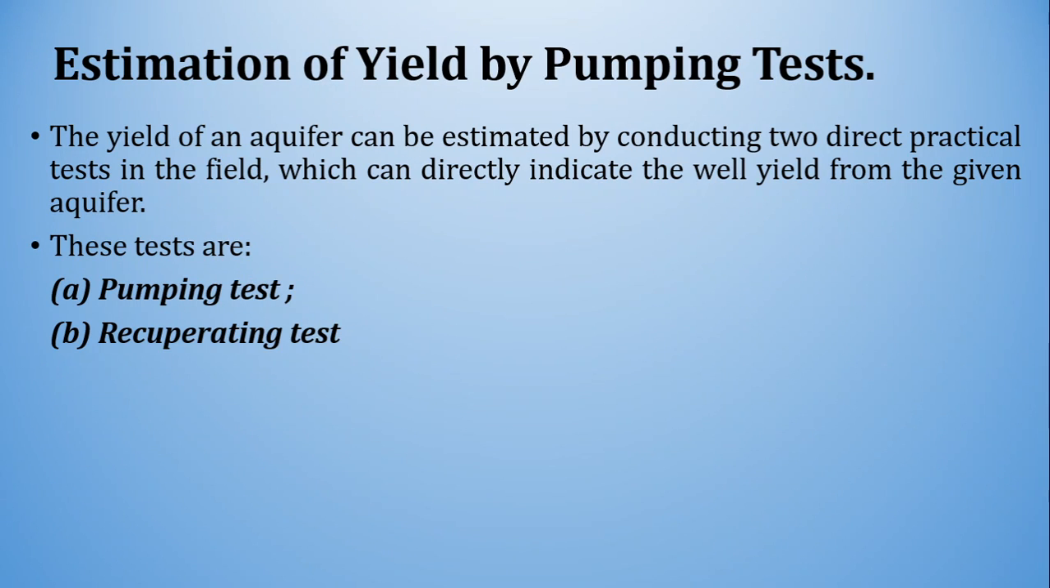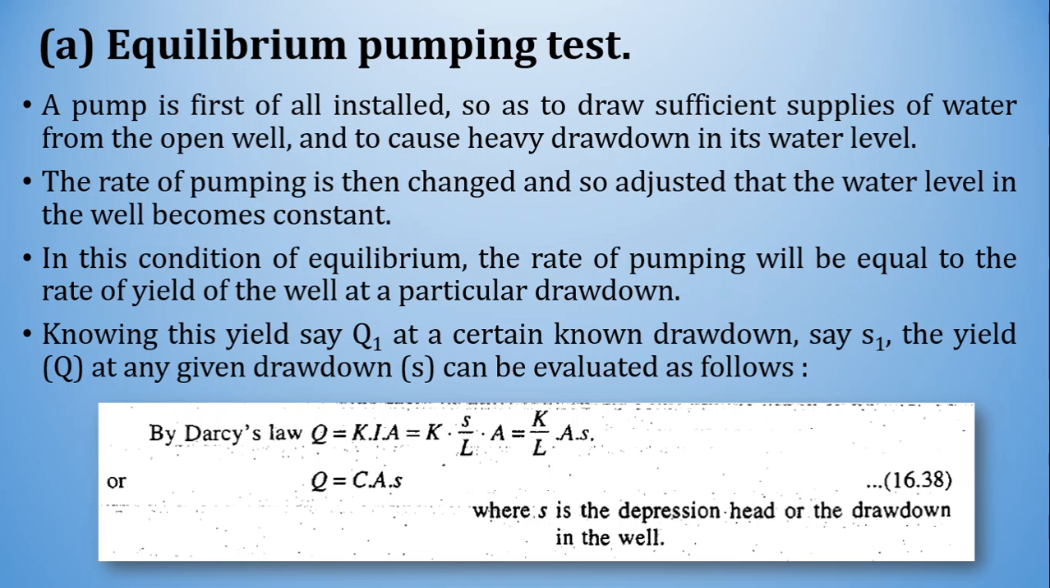Estimation of yield by another method, that is by pumping test. The yield of an aquifer can be estimated by conducting two direct practical tests in the field which can directly indicate the well yield from the given aquifer. These tests are, first the pumping test and second the recuperating test. So we will start with the pumping test.